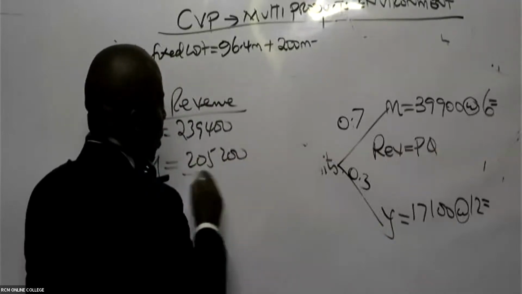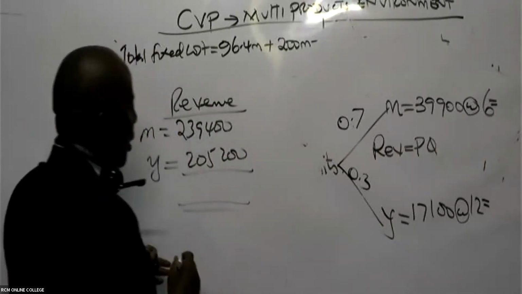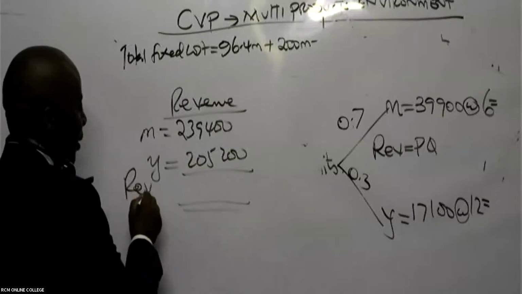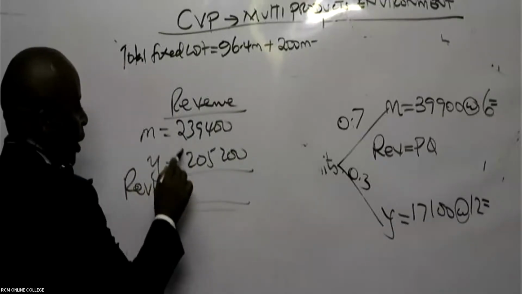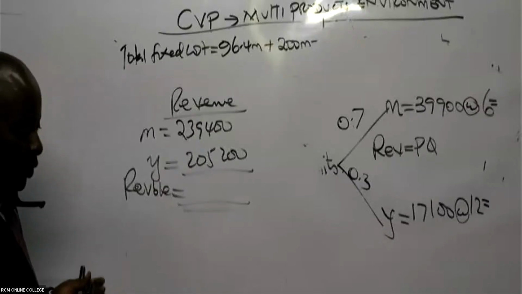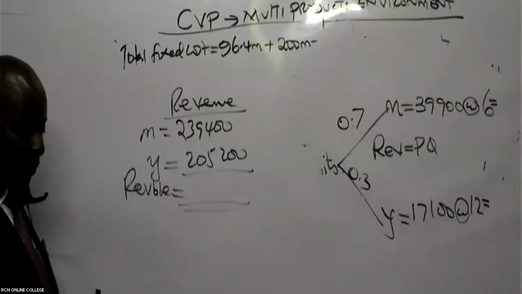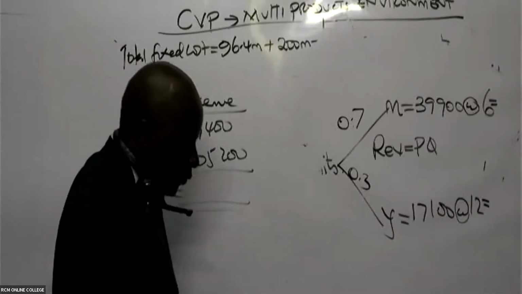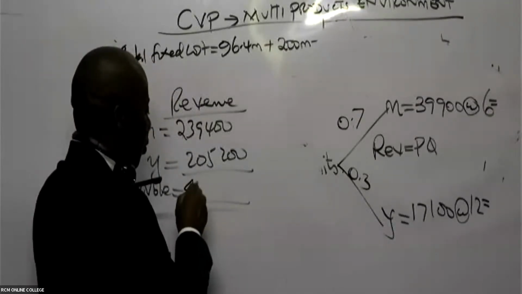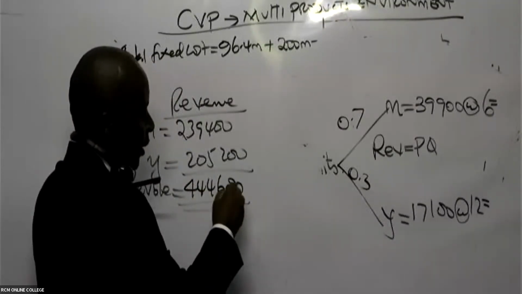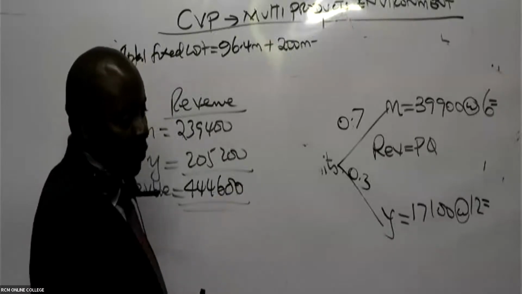So then what figure are we getting as total revenue to break even? You take this plus this. Total revenue to break even. I'm being given a figure of 444,600.